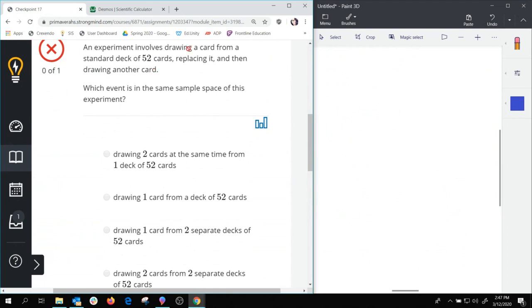We have this deck of cards, right? And we are drawing one card from this deck. I am replacing the card, and then I'm going to draw another card. So how many total cards am I drawing? If I'm drawing one, putting it back, and then picking another, how many total cards am I drawing here?